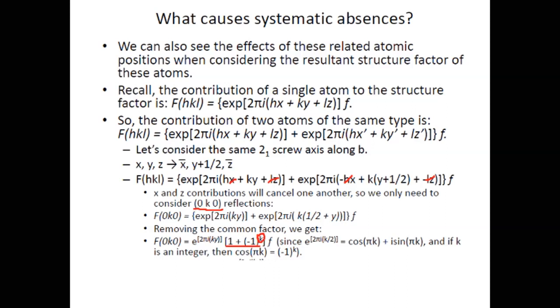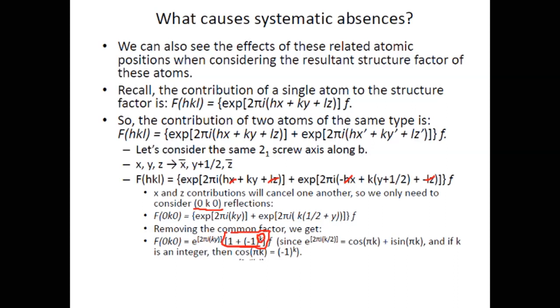Now if k is even, negative 1 squared, for example, becomes 1. 1 plus 1 is 2, which is not going to be systematically absent. And so that's why for a 2-1 screw axis parallel to B, the odd 0k0 reflections are absent because it makes this term here 0, because -1 raised to an odd power is -1. So that's why these 0k0 are absent.